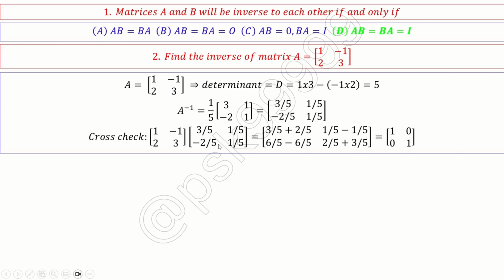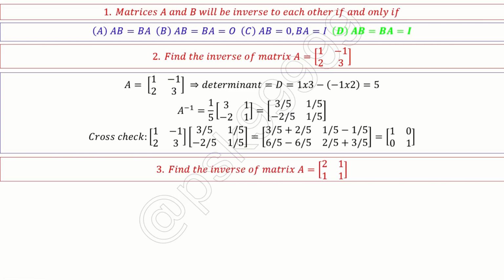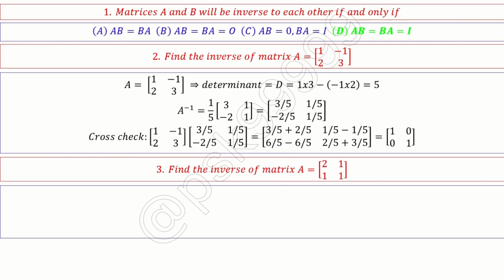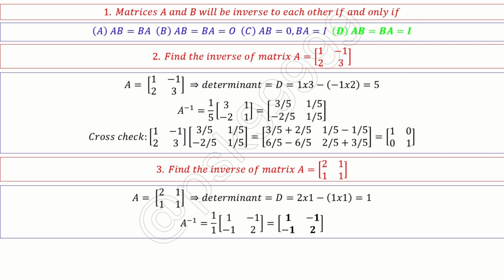Since we are doing it the first time, you cross check whether you get I or not. So multiply A and A inverse, you will get 1, 0, 0, 1. Okay, next. Find the inverse of the matrix. Same way you will do, exactly same way. The determinant is 1, A inverse is nothing but 1, minus 1, minus 1, 2.